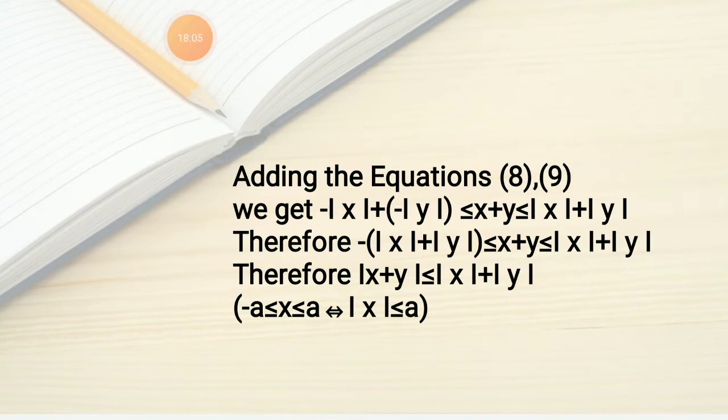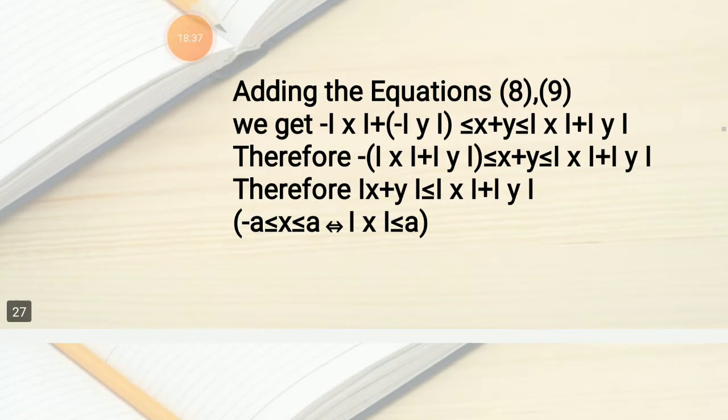So minus of mod x plus mod y is less than or equal to x plus y, which is less than or equal to mod x plus mod y. We can say from this that mod of x plus y is less than or equal to mod x plus mod y, because whenever x lies between minus a and plus a, mod x is less than or equal to a. Here x means x plus y, and a means mod x plus mod y.